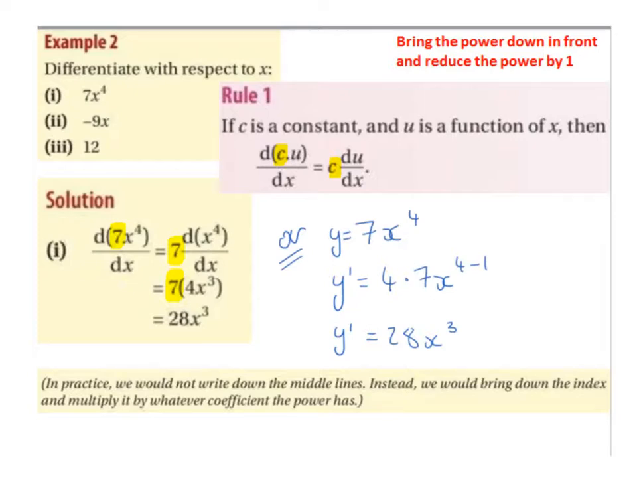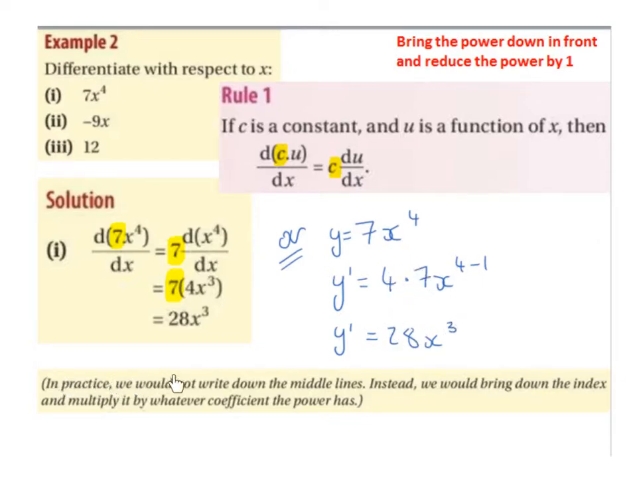Or using, bring the power down in front and reduce the power by 1. If y is equal to 7x to the power of 4, we bring the power down in front, the 4 comes in front. So it becomes 4 multiplied by 7x, and we reduce the power by 1. 4 minus 1 is 3. So we get 4 times 7, which is 28, x to the power of 3.